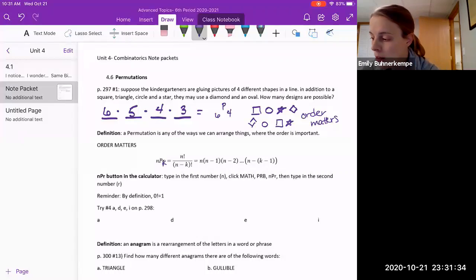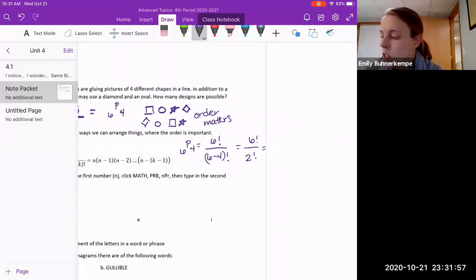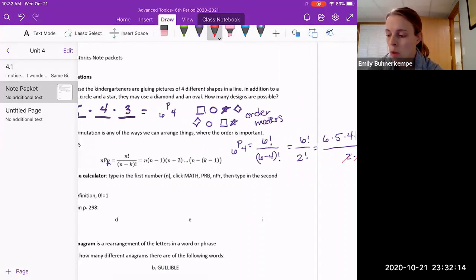So in our example above, we had 6 permute 4, which we could write as 6 factorial divided by 6 minus 4 as a quantity factorial. So this is 6 factorial divided by 2 factorial. 6 factorial is 6 times 5 times 4 times 3 times 2 times 1. 2 factorial is 2 times 1, and so you'll notice that you could cancel out the 2's, cancel out the 1's, and you're left with 6 times 5 times 4 times 3, which is exactly what we did in the example before.